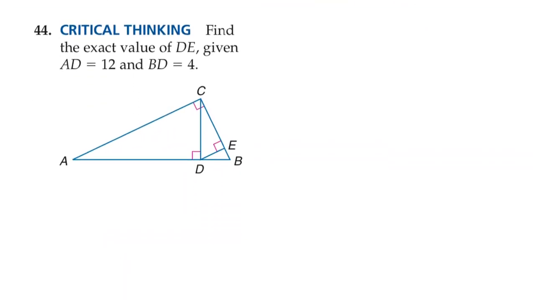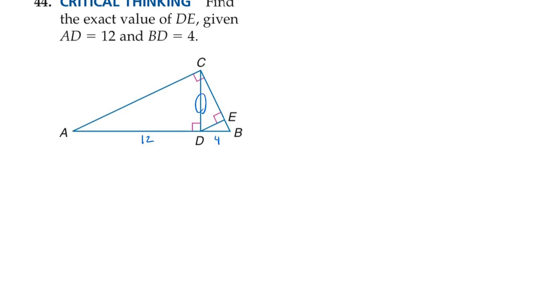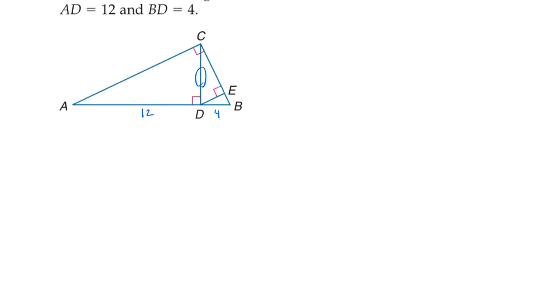Cool problems. Okay, this one, find the value of, and it's just saying use it twice. That's it. We're given AD is 12, and we're given BD is 4. So we know this is the geometric mean of those. So we go 4 is to, let's call it X. So 4 is to X as X is to 12.